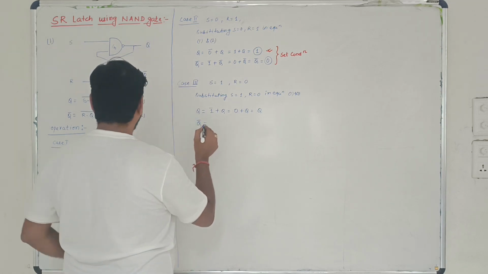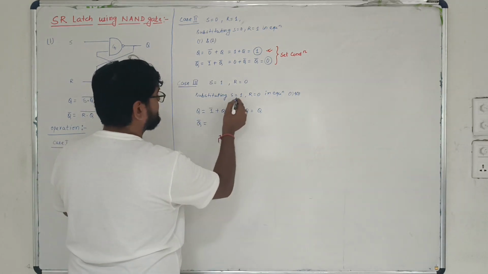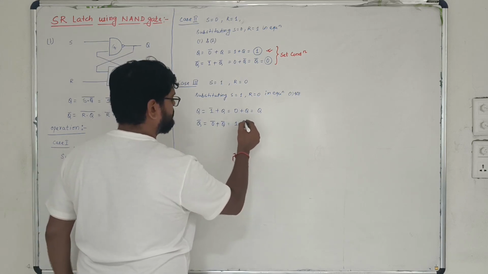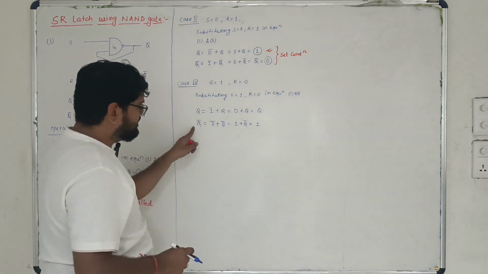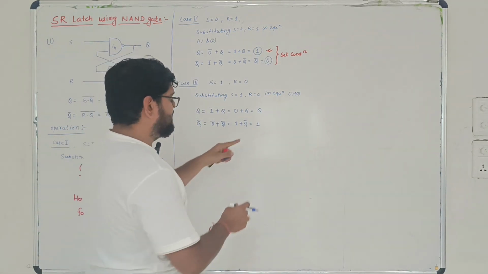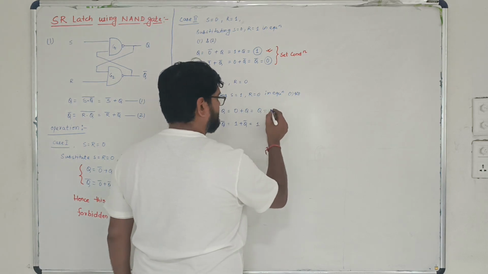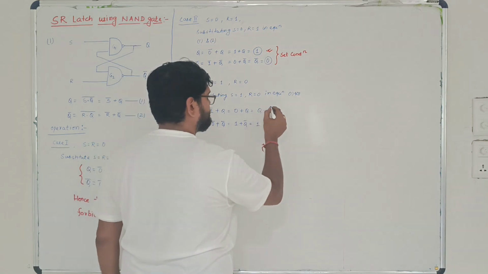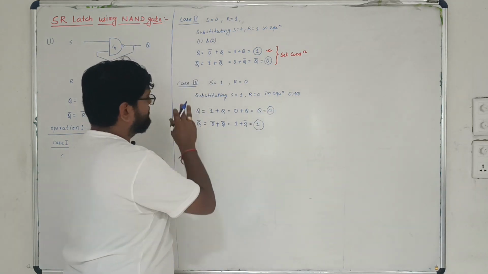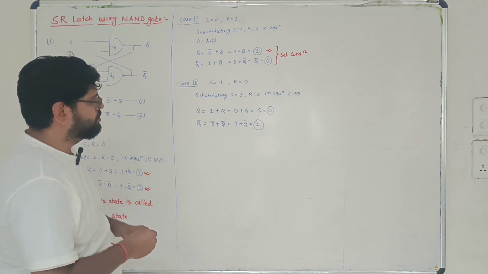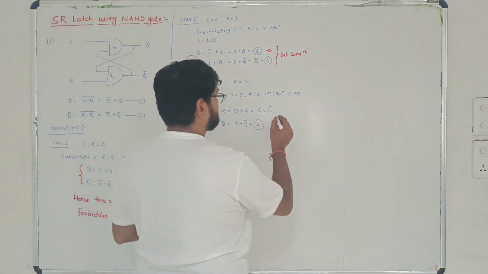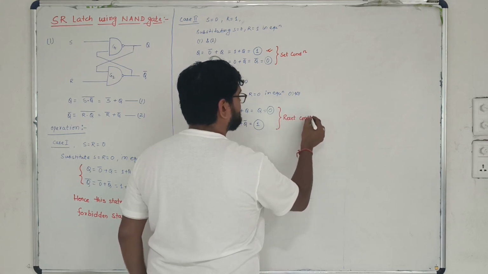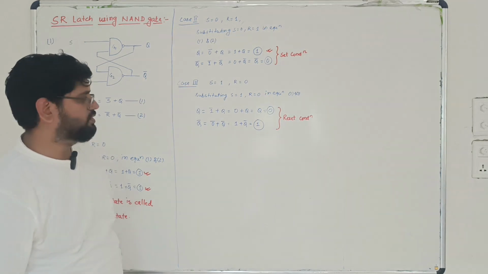Now, q bar, what is the value of q bar? It is r bar plus q bar, so r is how much? 0. So 0 bar plus q bar. 0 bar is how much? 1 plus q bar. 1 plus anything is 1. Now you can see that if you have got q bar value equals to 1, in the same state, you will be getting the complement of that, that is 0 over here. So now you can clearly see that we are getting q equals to 0 and q bar equals to 1 when s equals to 1 and r equals to 0. Now this condition is described as reset condition. Why is it called reset? Because the output q value is equal to 0.